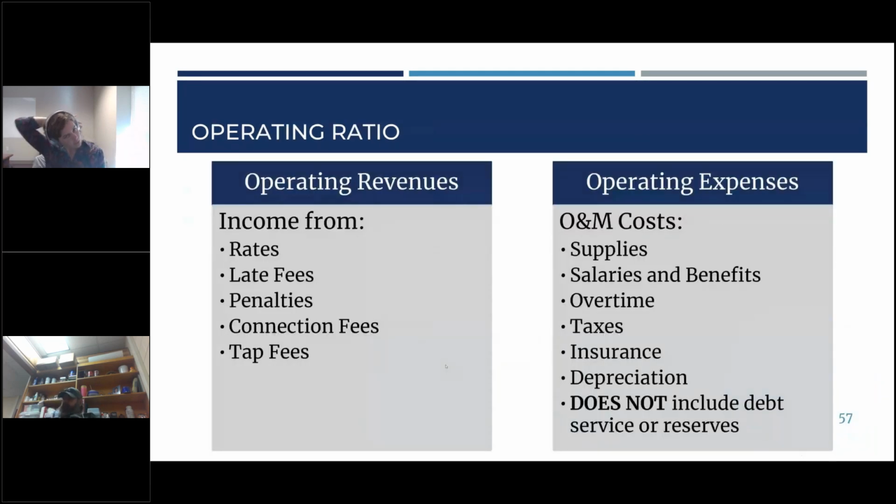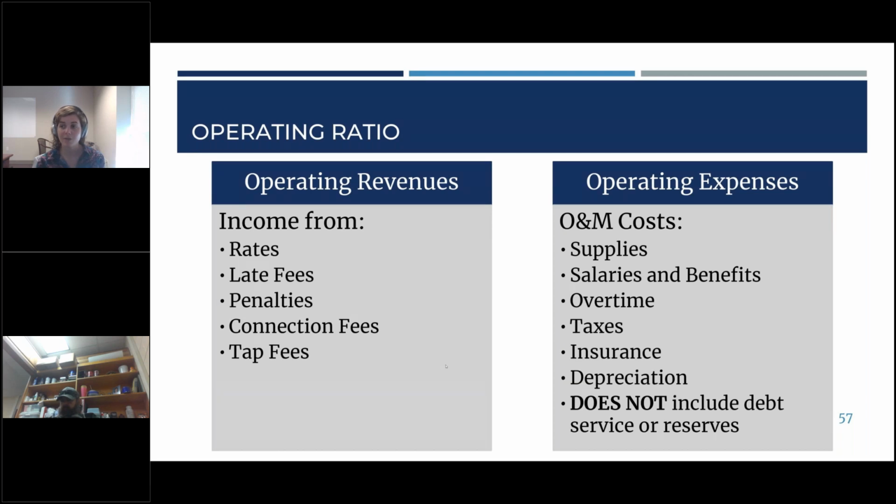And so operating revenues are going to be the system income that I talked about before. It's going to be the income from your rates, from late fees, penalties, connection fees, tap fees, etc. And then your operating expenses are going to be all of those O&M costs. It's going to be the supplies, salary and benefits, any overtime, taxes, insurance, depreciation, the utility costs, right? The energy bill associated with running the utility.